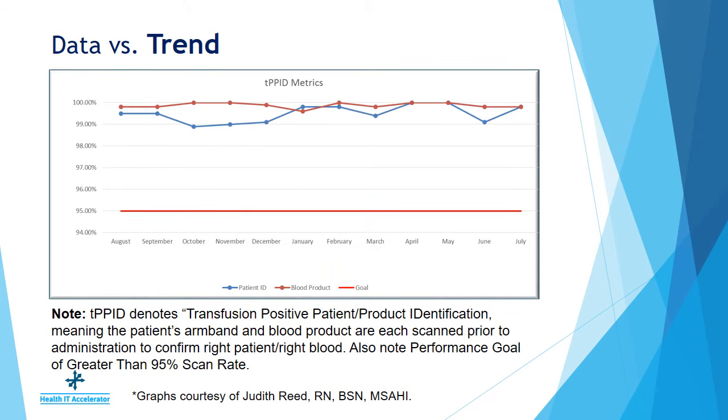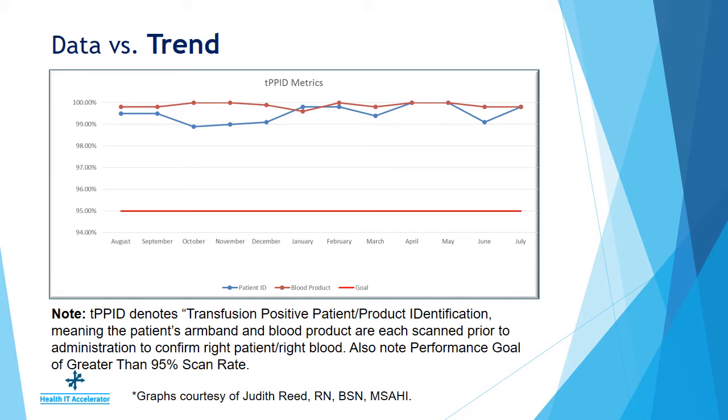Now compare that to this, which is more of a trending graph. You'll see several bits of information. In this example, we're talking about transfusion positive patient versus product identification. And this has to do with when you're transfusing the patient, are you scanning the unit of blood, and are you scanning the patient's armband and making sure the right unit of blood gets into the right patient? So in order to do that, we see a couple things. We see scanning of the blood product is represented by a red line. Scanning of the patient ID badge is shown by the blue line. And you see there's a red line at 95% showing that that's our performance goal, that we want this to always happen at least 95% of the time.